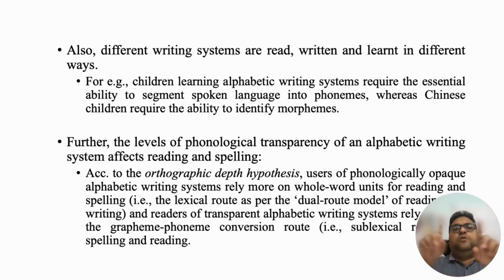heads up, the dual route model or the dual route cascaded model developed by Coltheart in 2001 basically suggests that there are two routes of reading. One is where you go letter by letter, concatenating the letter to sound conversion of each element in a particular word and creating a pronunciation of the word from there.